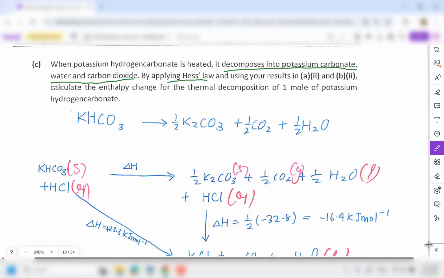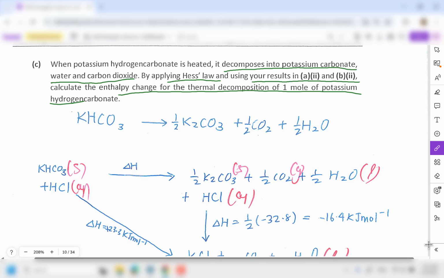You are required to apply Hess's law, and your answer in A2 and B2. Calculate the enthalpy change for thermal decomposition. Do take note that for this thermal decomposition, its temperature rise or whatsoever is almost impossible to measure directly. It's a very difficult reaction to measure because it involves decomposition, and you need to heat it at extreme heat. Because its enthalpy change cannot be measured accurately, we have to use an indirect method.